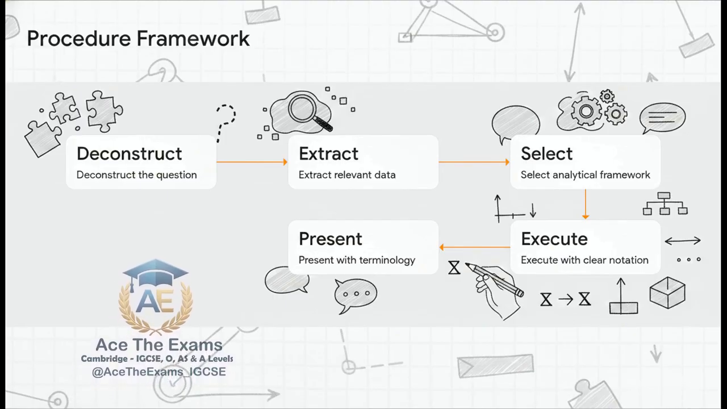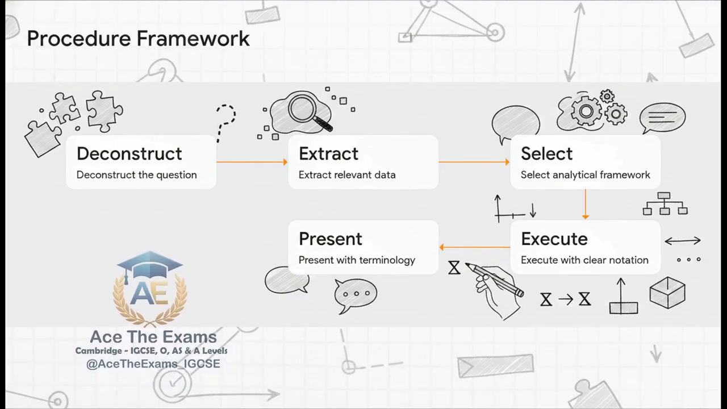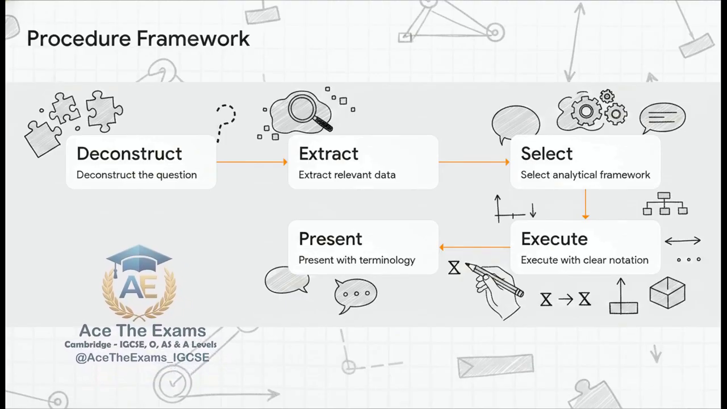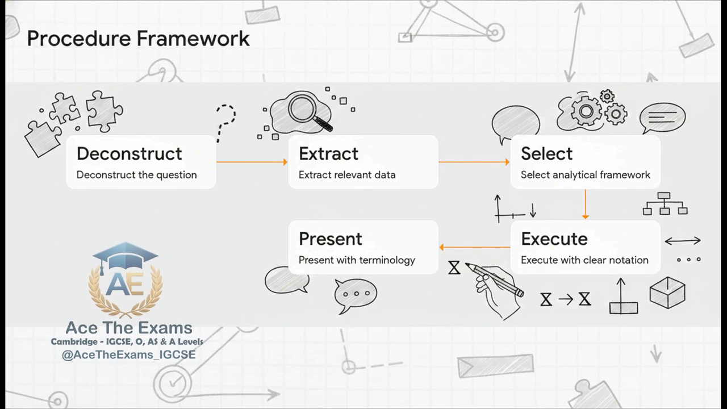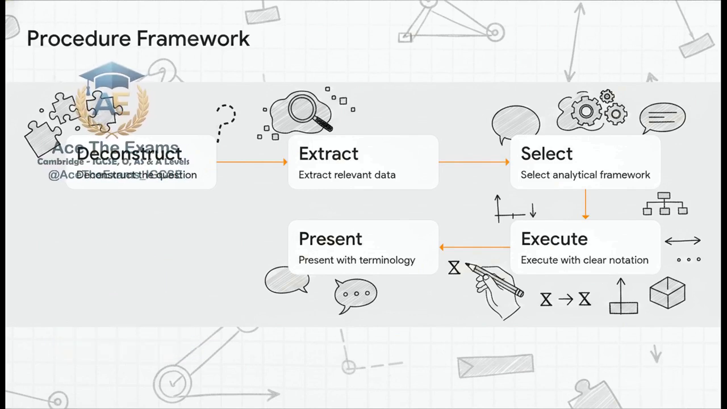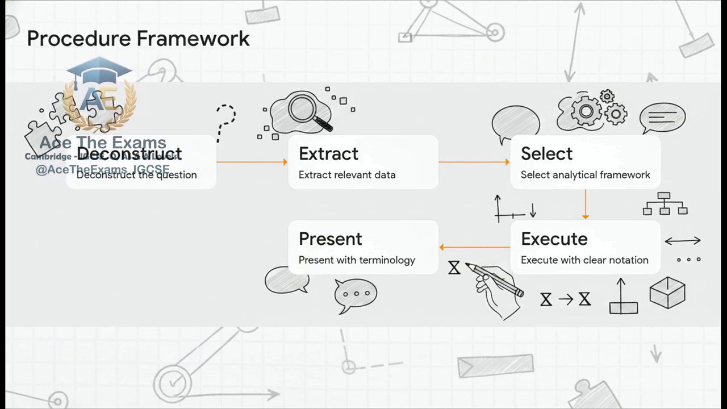Our player Alex gets stuck because he doesn't have a system. But if you memorize this exact sequence, you are mapping out a guaranteed path to securing those critical method marks every single time. You get credit just for running the right play.